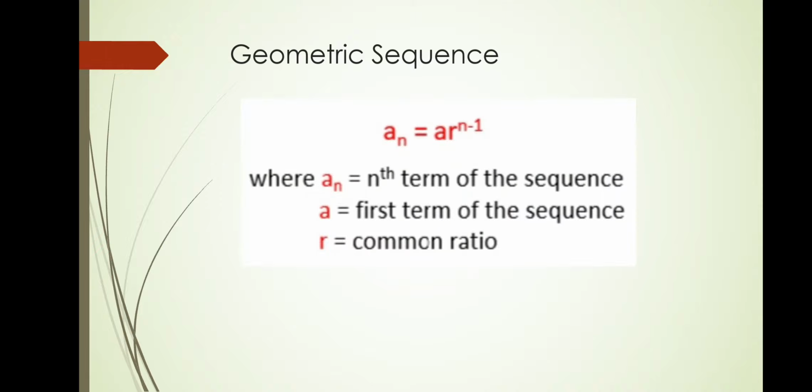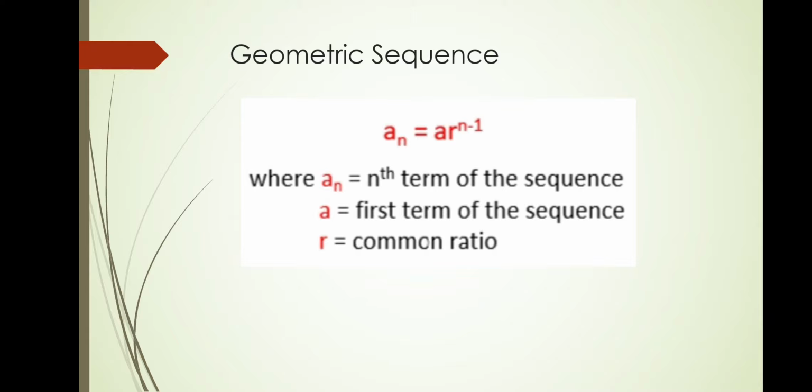Now, here is the formula to determine the missing term in a geometric sequence. a sub n is equals to a times r raised to quantity n minus 1, where yung a sub n is the nth term of the sequence, yung hinahanap na term or yung missing term, a is the first term of the sequence, while r is the common ratio.